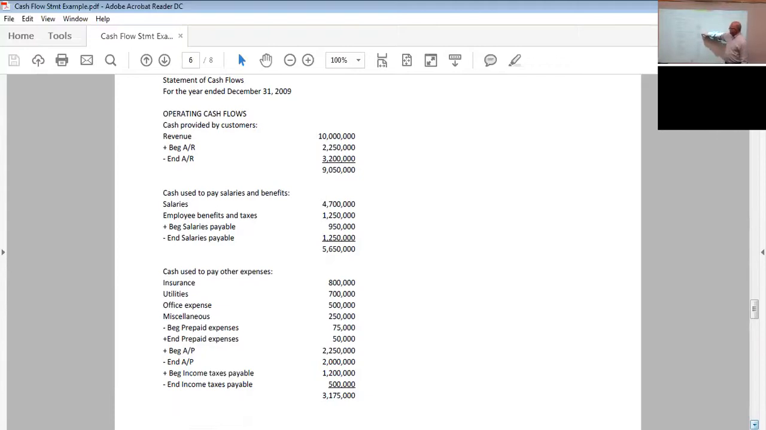Cash used to pay salaries and benefits. I took the two income statement items, salaries, benefits, and taxes, added beginning salaries payable, subtracted ending salaries payable. And then the other expenses I took from the income statement, then added and subtracted beginning and ending prepaid expenses, accounts payable, and income taxes payable. Same spreadsheet approach, but by not having one account I had to break down, it made it simple to do. And I could present it exactly the way I wanted to.